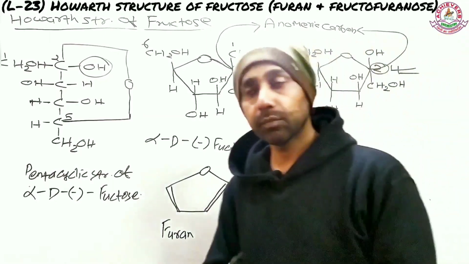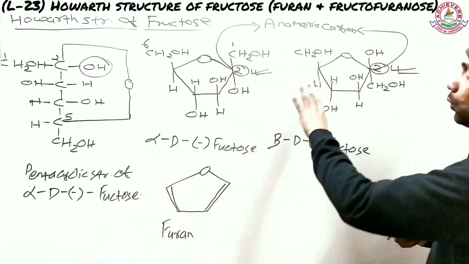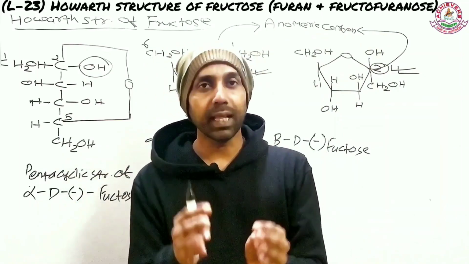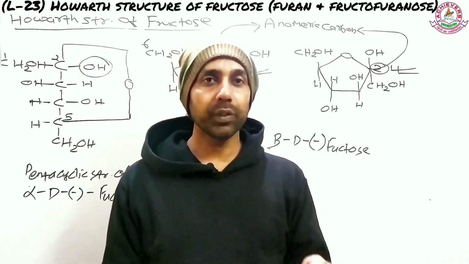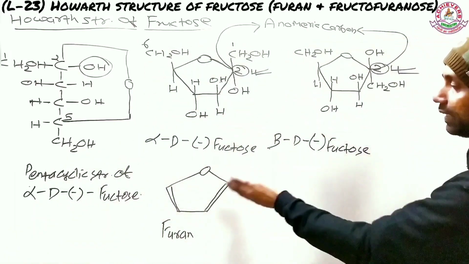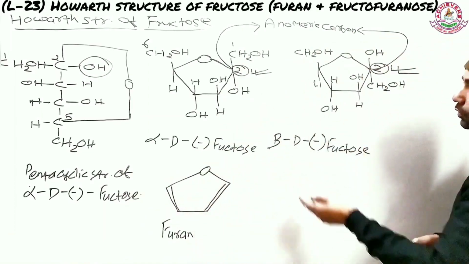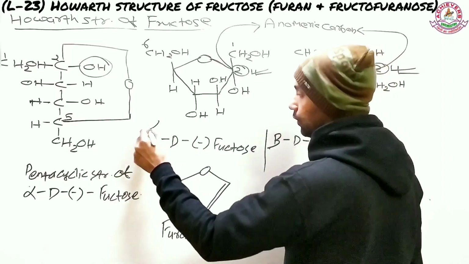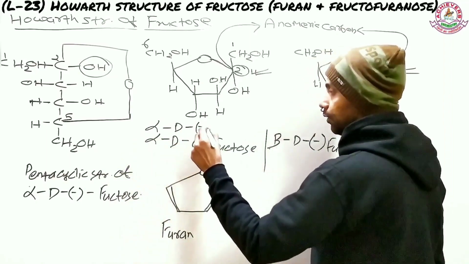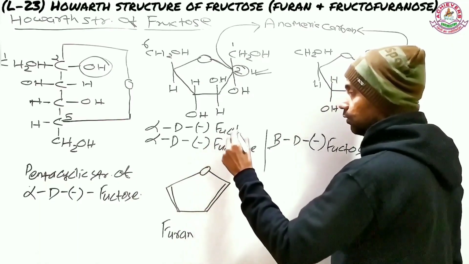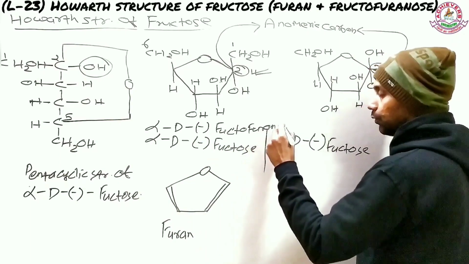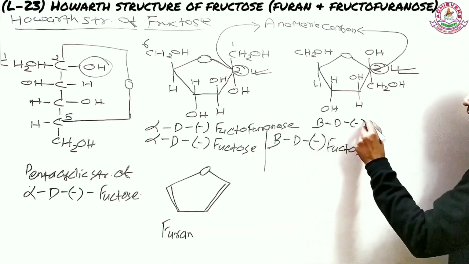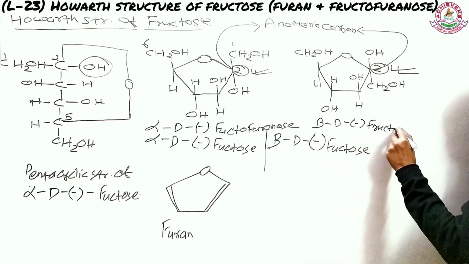Now, Howarth believed that these two cyclic structures of fructose had some similarity, structural correlation, structural analogy with the furan, and therefore these two structures were designed something like this. That is also the reason they have a different name as well. This one is called alpha D, again levorotatory, fructofuranose, and this one is called beta D, again minus, fructofuranose.